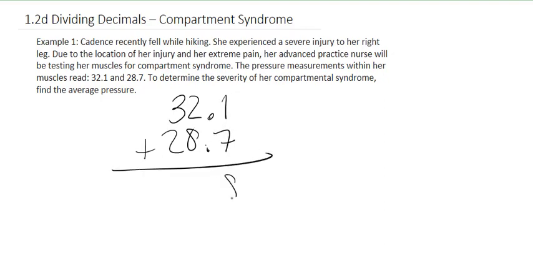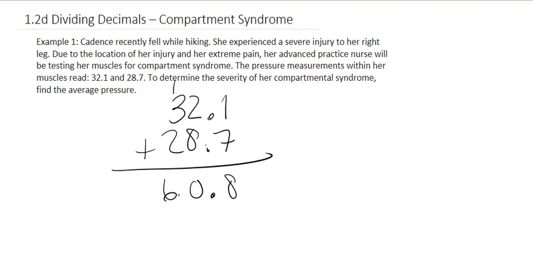1 plus 7 is 8. Bring down the decimal. 2 plus 8 is 10, so write 0. Carry the 1 because it's 10. 1 plus 3 plus 2 is 6. So, we have 60.8. Now, there's 2 readings, so we need to divide the answer by 2.